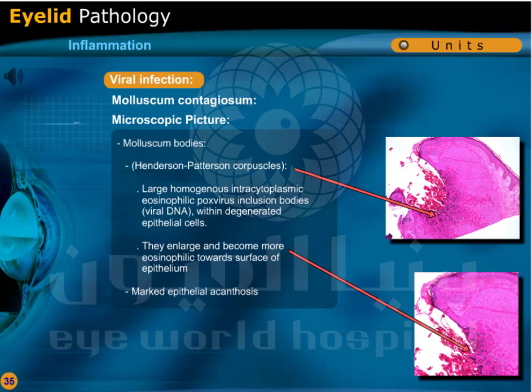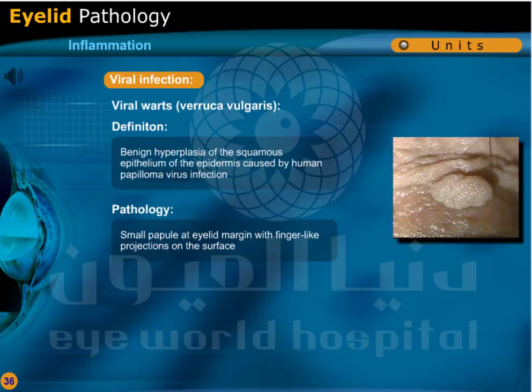Microscopic picture. Molluscan bodies, Henderson-Patterson corpuscles, large homogeneous intracytoplasmic eosinophilic poxvirus inclusion bodies, viral DNA, within degenerated epithelial cells. They enlarge and become more eosinophilic towards surface of the epithelium. Marked epithelial acanthosis.